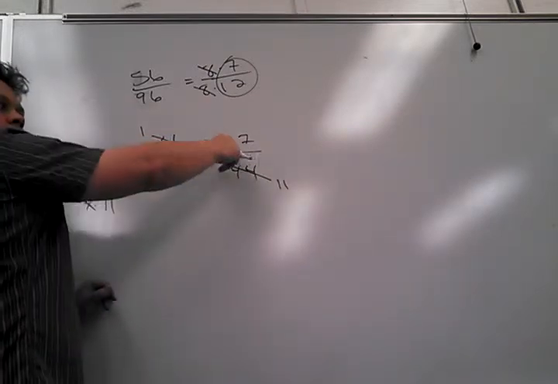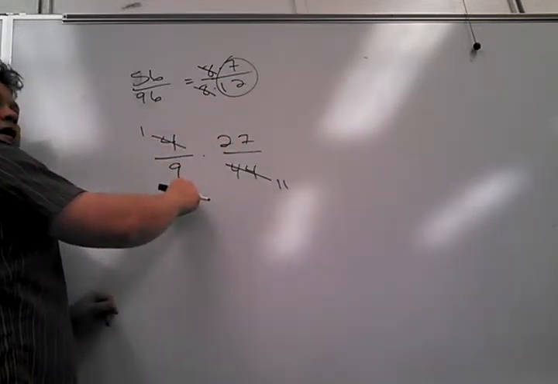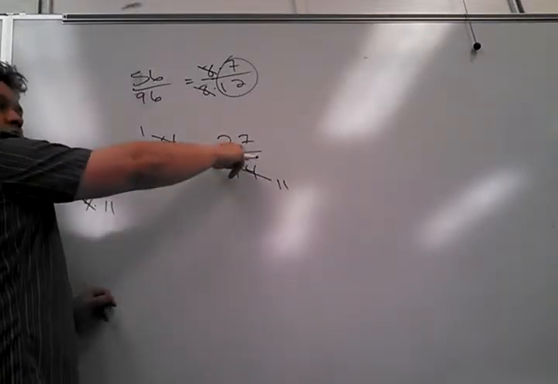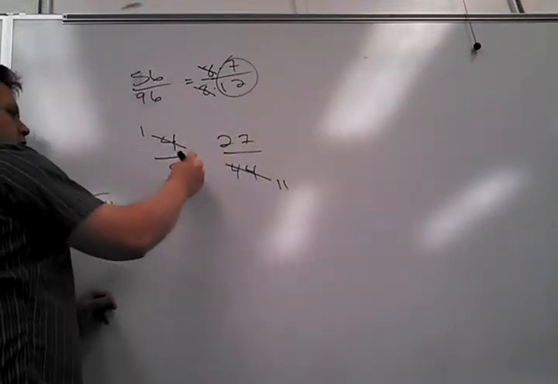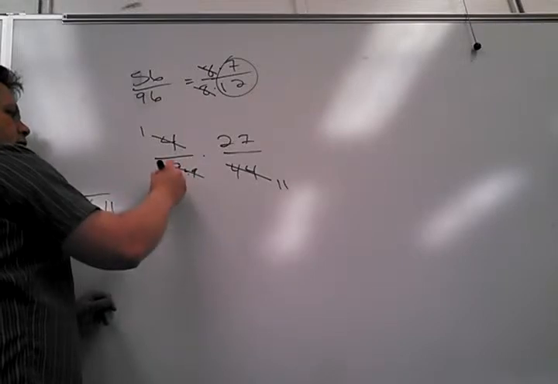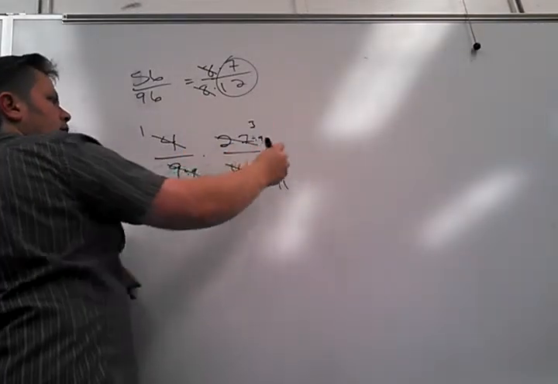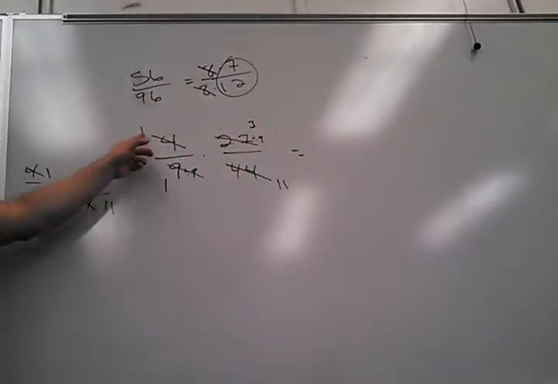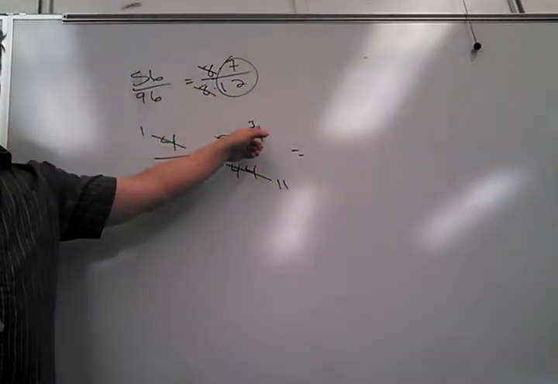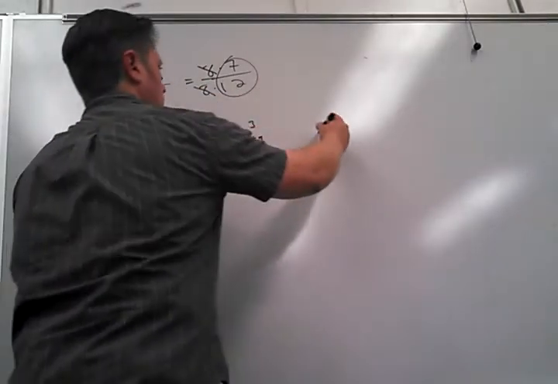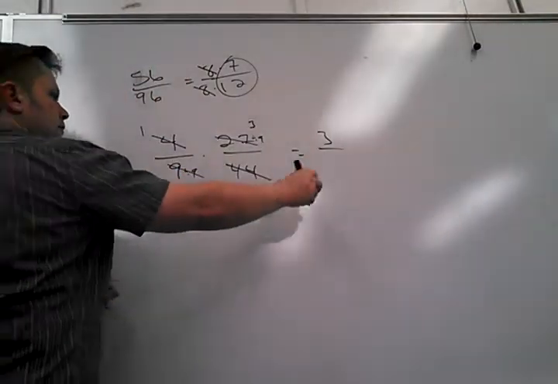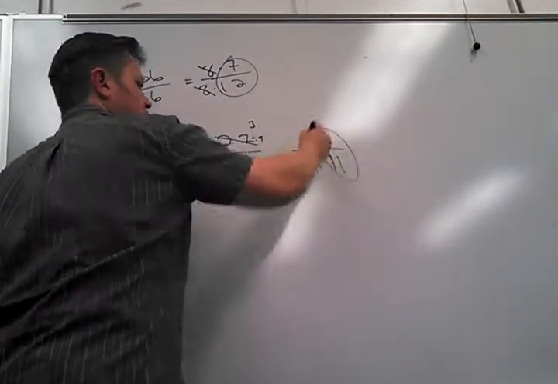9. Doesn't 9 go into 27? So 9 divided by 9 is 1. 27 divided by 9 is 3. So what do you have on the top? 1 times 3, which is 3. And what do you have on the bottom? 1 times 11. There, see. So it's not much more difficult than that.